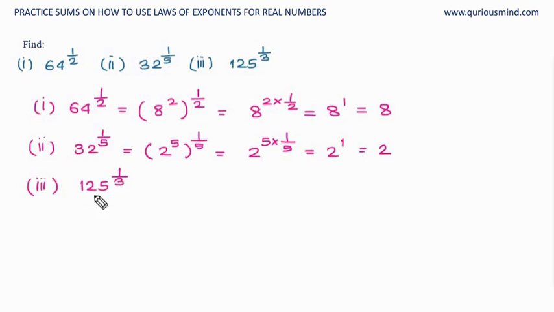1/3 power of 125. Again, we know 5 cubed is 125, raised to 1 upon 3. Exponent of exponents, powers get multiplied. 3 into 1 upon 3 is 1. 5 raised to 1, which is 5. So the answer is 5. Let's do the next one.